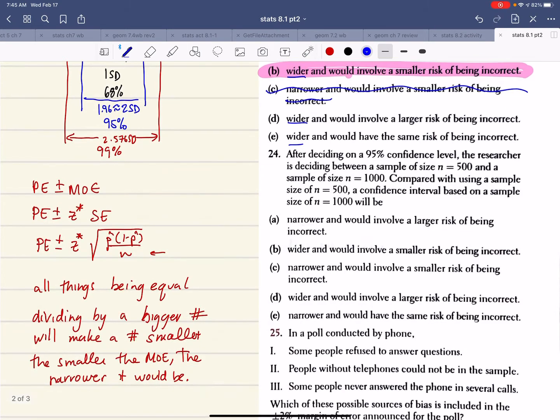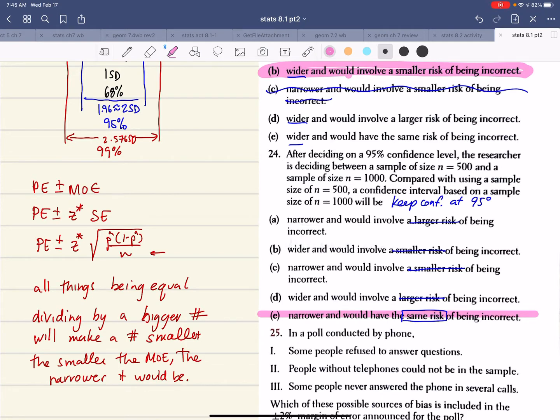All right, now looking at number 24, it says, after deciding on the 95% confidence level, a researcher decides between 500 and 1,000. When we compare the two, what will that do using a confidence level? So we're keeping our confidence level at 95%. So that means that we're going to have the same risk. We're not going to have a larger or smaller risk. So I'm tending to pick E, but let's also verify that it's narrower.